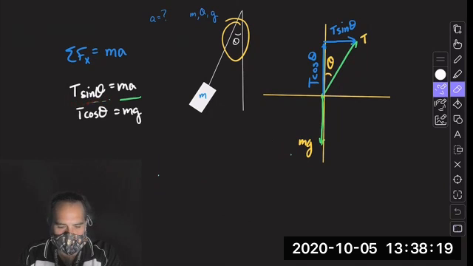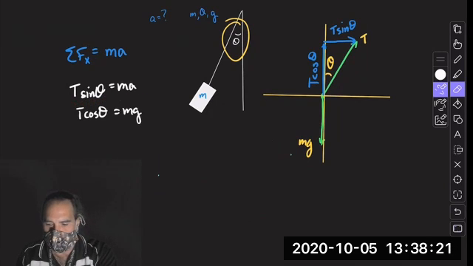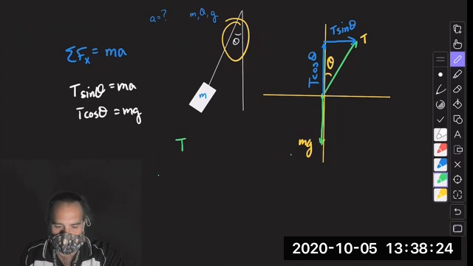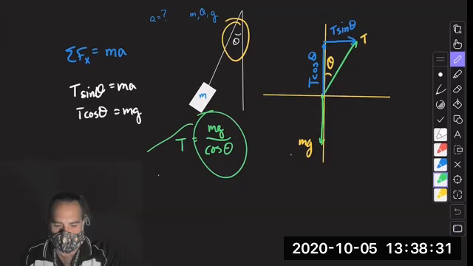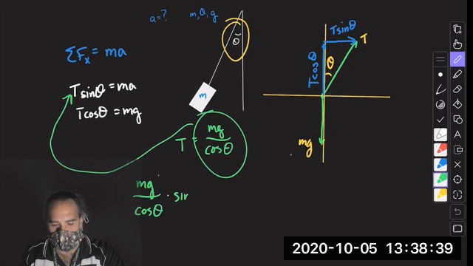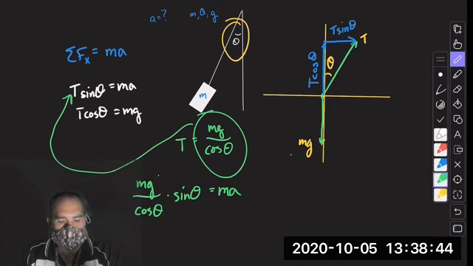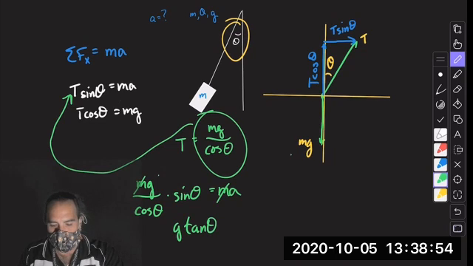Well, I think that's probably what most everybody does until they see this. The other way to do this is say, okay, T equals mg over cosine theta. And now I have this. I can plug it in there for T, and I get mg over cosine theta times sine theta equals ma. And of course, I get the same thing here. I'm going to get the m's to cancel, and I'll get sine theta over cosine theta. So g tan theta equals a.